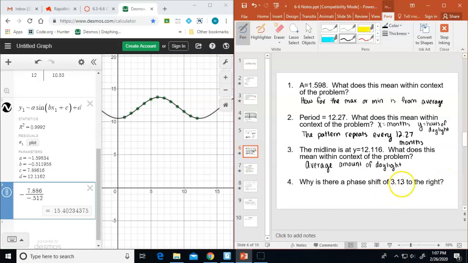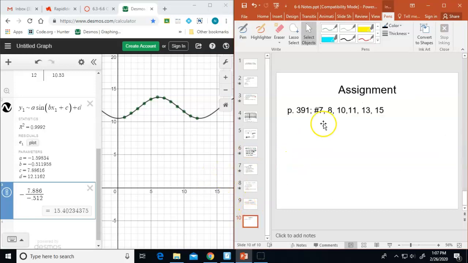Now, phase shift. We actually got a different phase shift when we did Desmos, but either way, 3.13 to the right or 15.4 to the right, it really doesn't matter because if you subtract that period, it's just adding an extra period to it. But phase shift, since we're running out of time, I'm going to just tell you, phase shift doesn't tell you anything except that it just lines up to the data. Okay, so phase shift just lets that line up to the correct data.